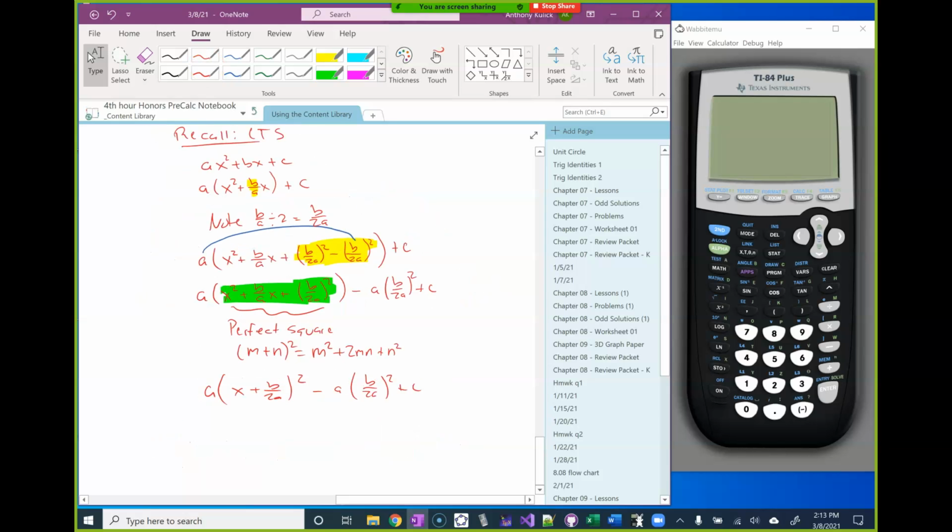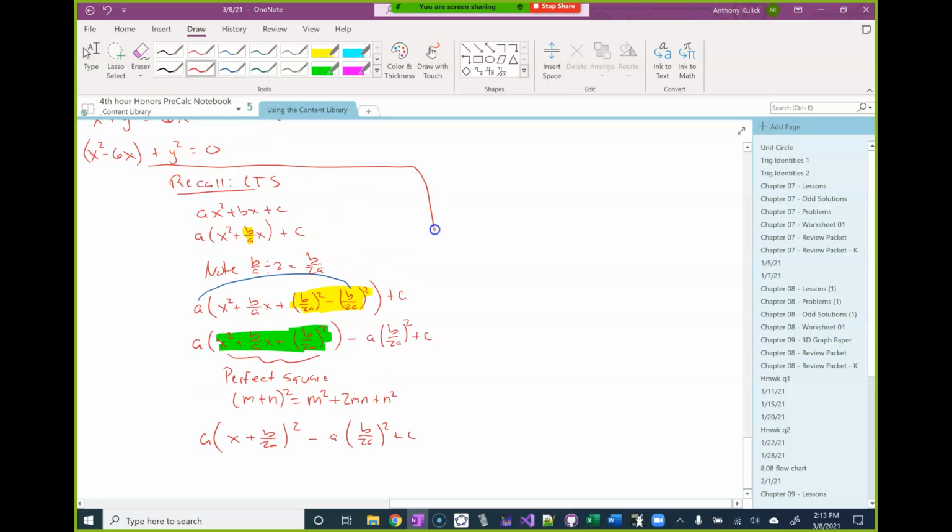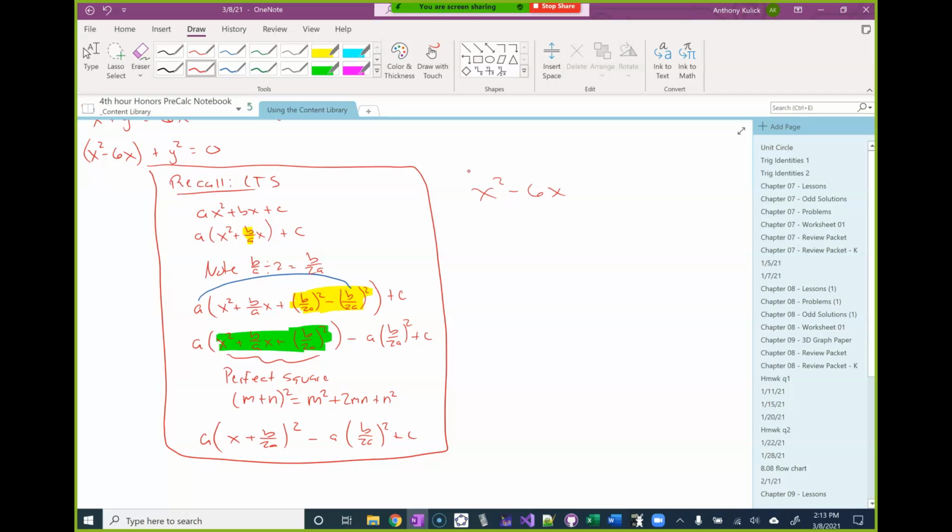Let me put that over here. So if we just have x squared minus 6x and we want to complete the square on this, the leading coefficient is already 1, right? Well, that's handy. What do I do next? Well, I'm going to have to add and subtract negative 6 divided by 2, squared, not to both sides, but just... everybody good with that?